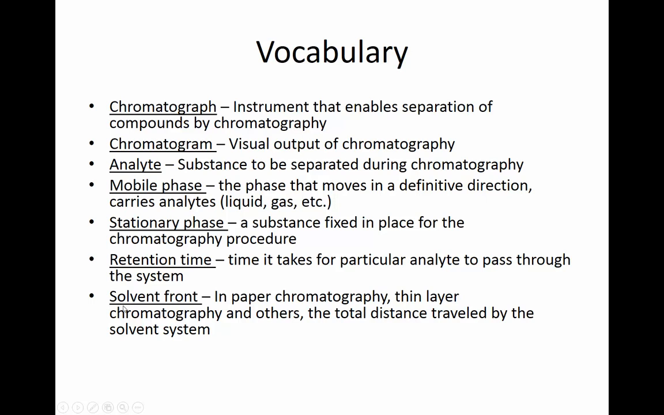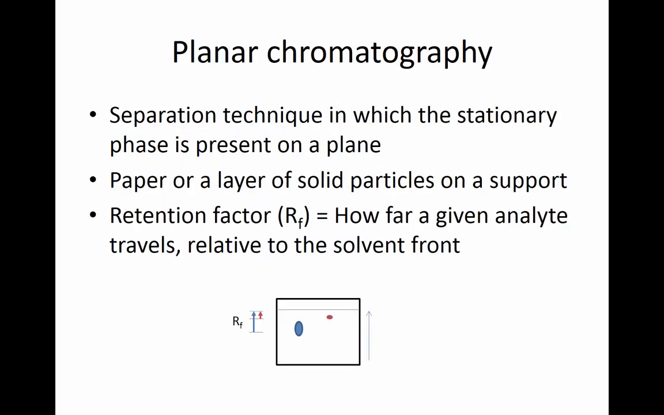We call a solvent front. This is particularly used in thin layer chromatography and paper chromatography, but it is used in other types of chromatography. It's essentially the total distance traveled by the whole solvent system. And as the solvent makes its way through the paper, the thin layer chromatography polymer or whatever, you can sort of see the solvent front progress over time.